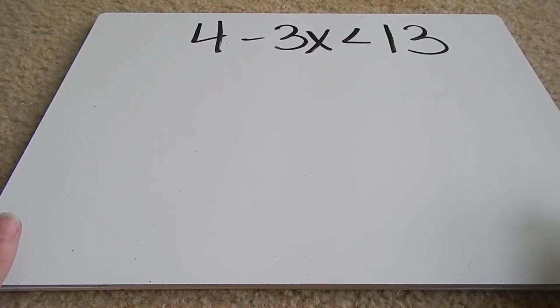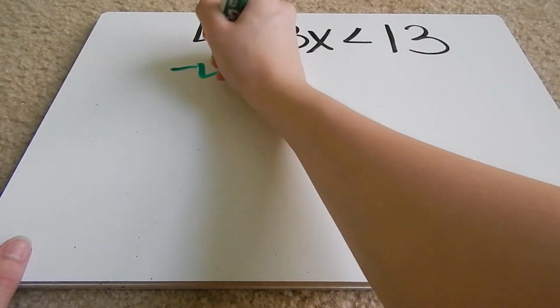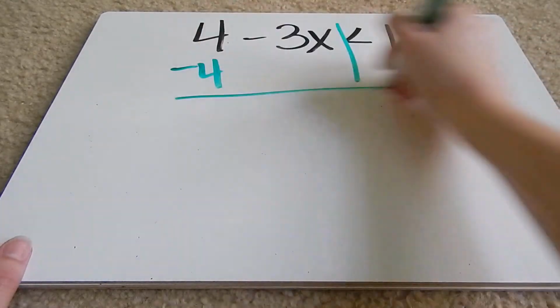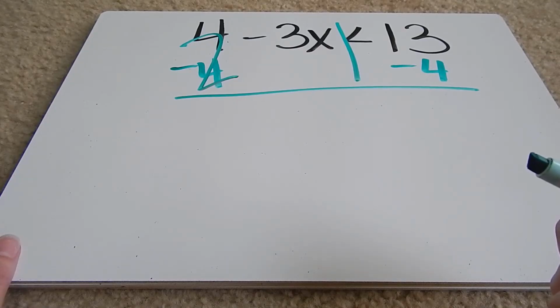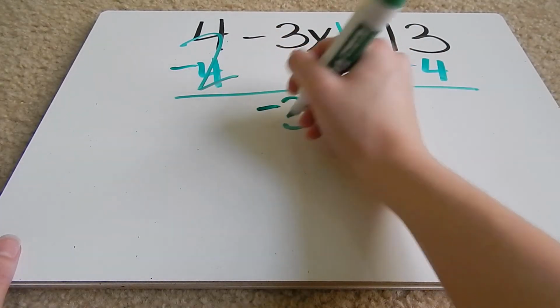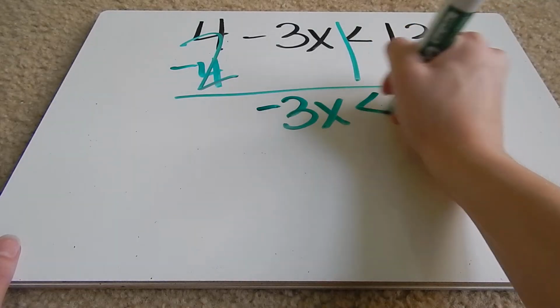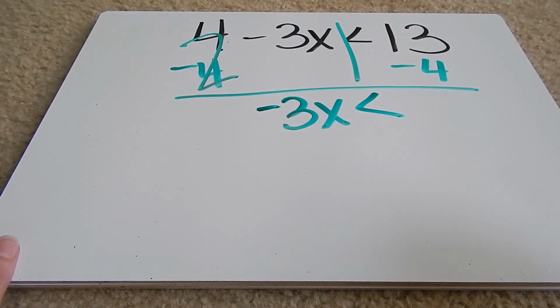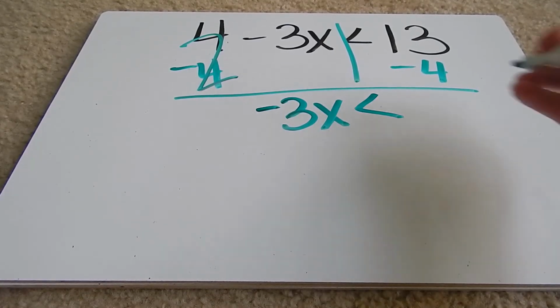Our next example, again, we want to undo PEMDAS. So first, you're going to undo whatever's not attached to the x, in this case, the 4. The opposite of a 4 would be a negative 4, so I'm going to subtract 4 from both sides. The 4's are going to zero out and bring down whatever's left on the left-hand side. I have a negative 3x here. Don't forget that negative sign goes with the 3. Bring down my less than sign. Since I did not multiply or divide by a negative, it stays the same. And 13 minus 4 is 9.